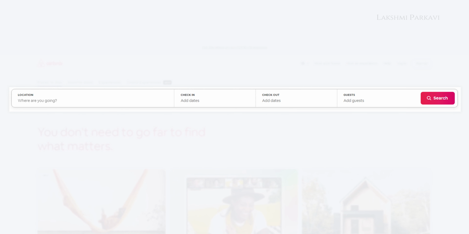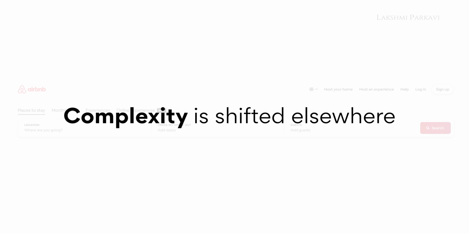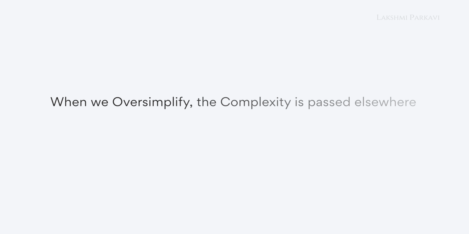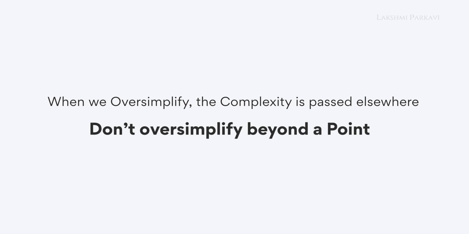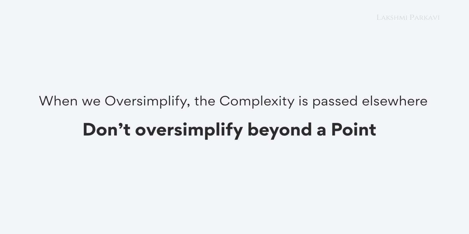In the case of Booking.com and Airbnb, you definitely need to collect those 3 inputs. Place where they are headed to, check-in and check-out dates, and the number of guests. If we remove any of the input fields to reduce the complexity here, the complexity is shifted elsewhere and it will create more chaos in the system. When we oversimplify, the complexity is passed elsewhere. So don't do it beyond a point is what Tesler's law tells us.